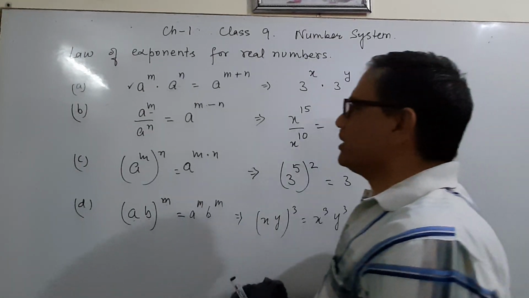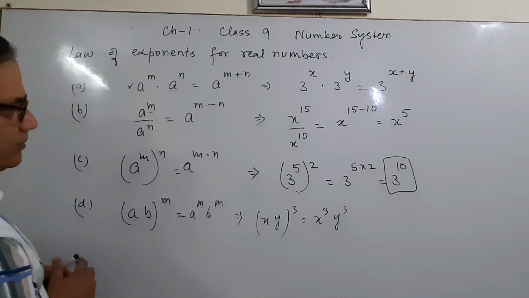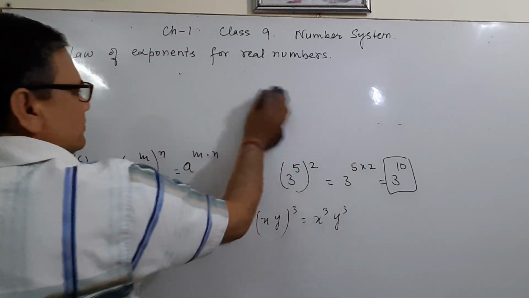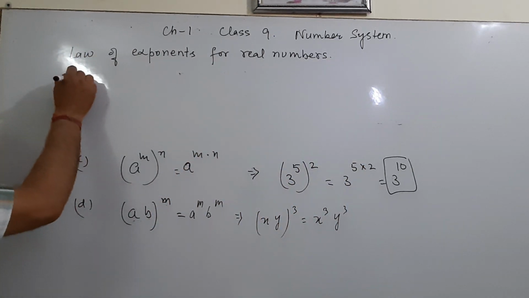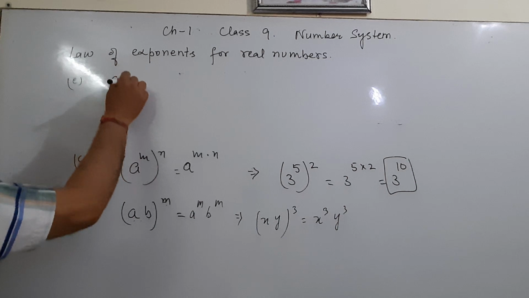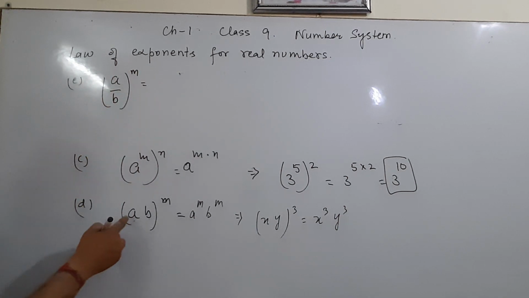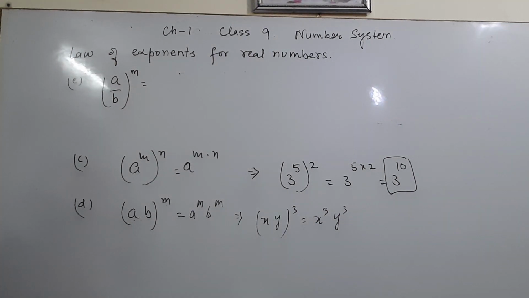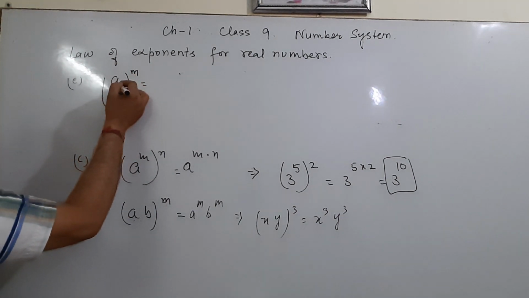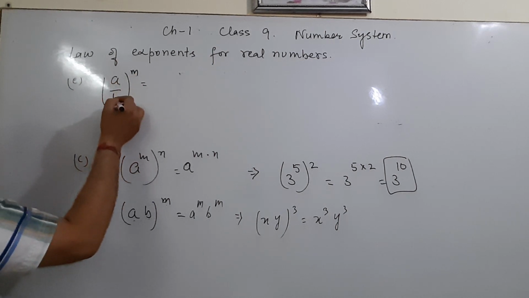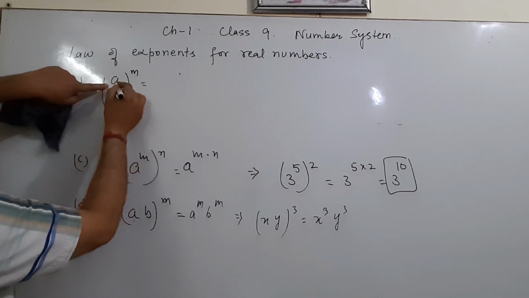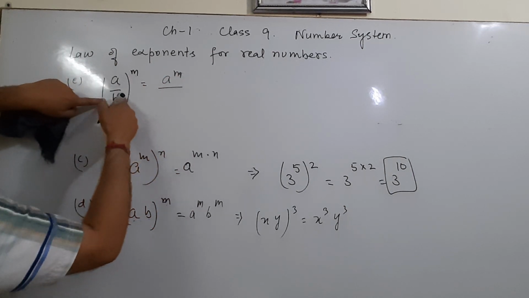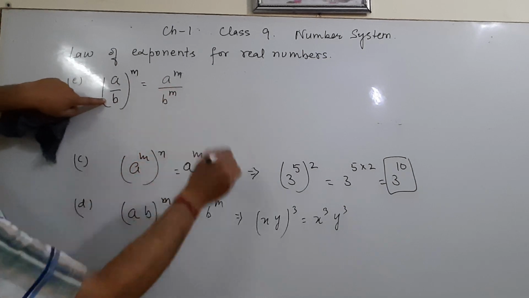This is multiply; in case of divide, (A upon B) whole power n. Here is multiply, here is divide. The method is the same. We have to apply the same method. It means m is the power of a as well as m is the power of b. We can write the power of a is a, upon the power of b is b.